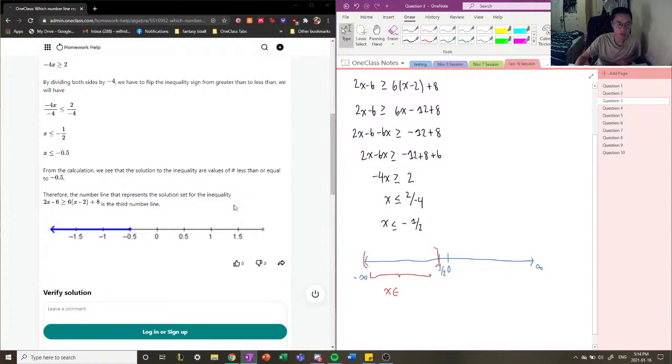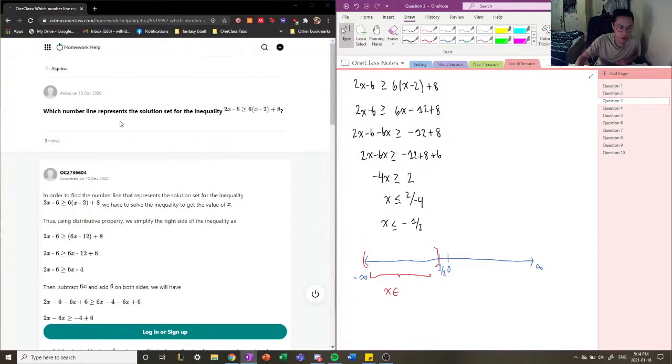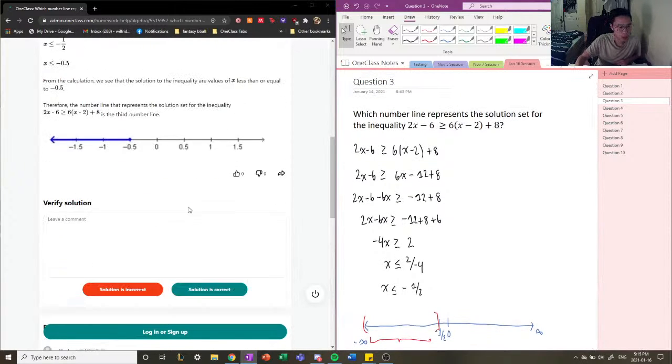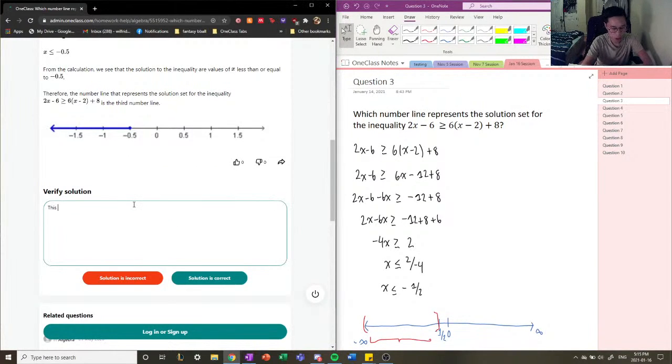So that's what it means by find the number line which represents the solution set for the inequality. You have to draw the number line, and you have to identify which part of the number line satisfies your inequality. Okay, so the solution is correct. Nice job. Okay.